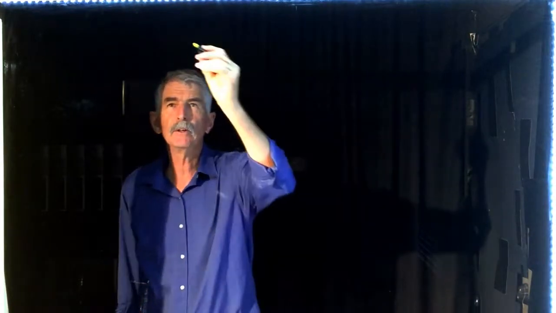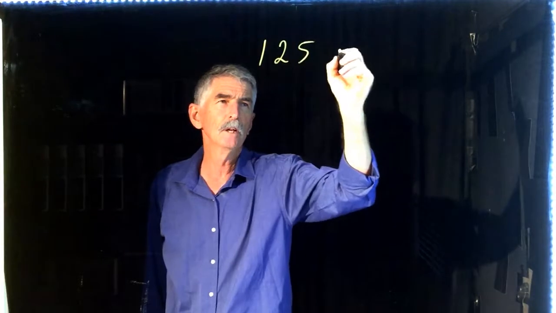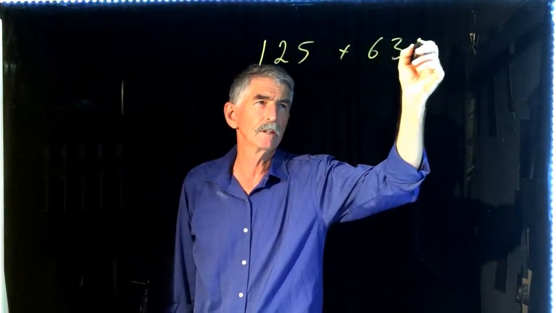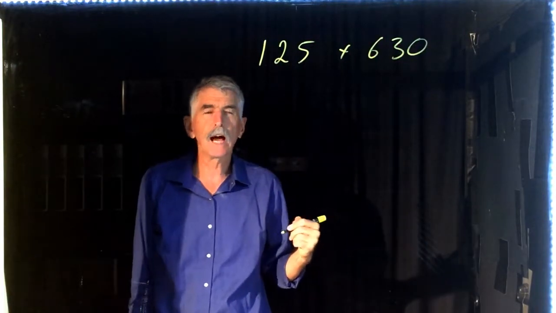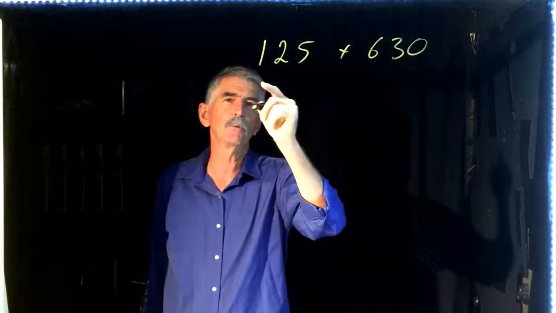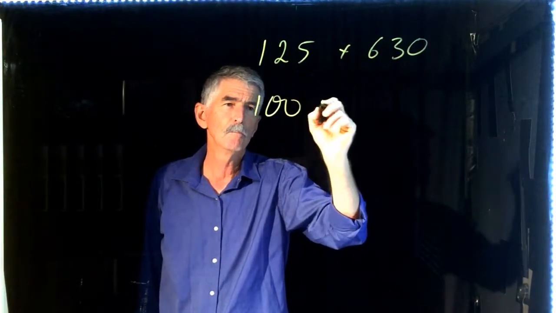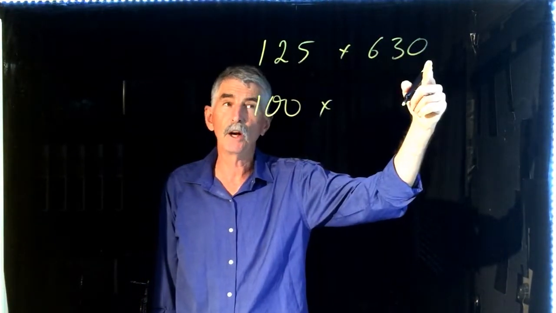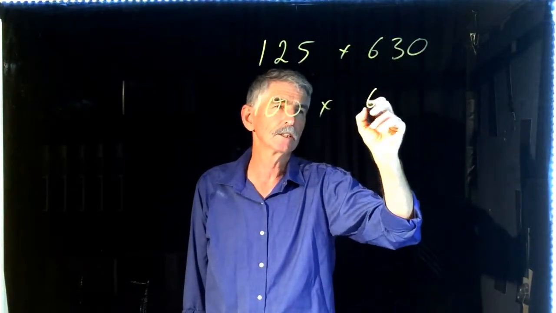So for example, we'll start off with this one here, an example of 125 multiplied by 630. Now in order to do this, we're going to round this off to the nearest 100 and see how we go. So if we round off 125 to the nearest 100, we're going to end up with 100. Multiplied by 630, if I round it off to the nearest 100, because it's less than 50, we're going to go down to 600.